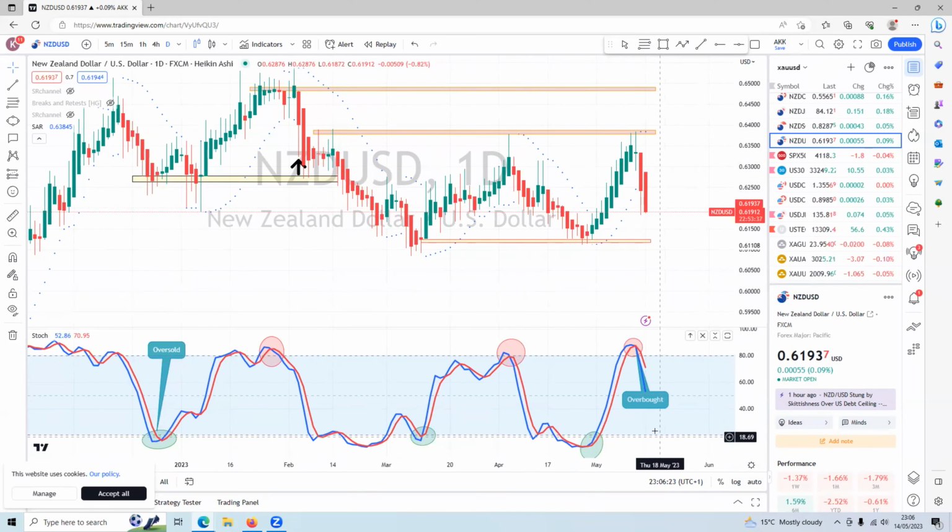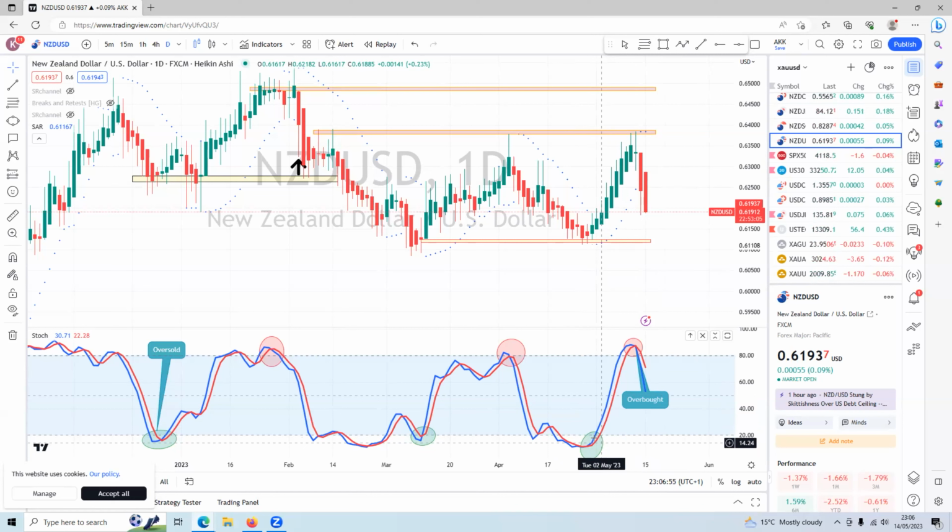So between 20 and 80. When your stochastic lines go above the 80, we call them overbought. When it goes below the 20, we consider it oversold, all right? So basically, the stochastic indicator tells us when a commodity is overbought or usually oversold.